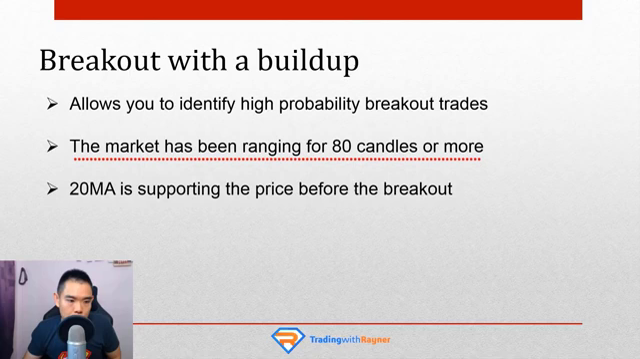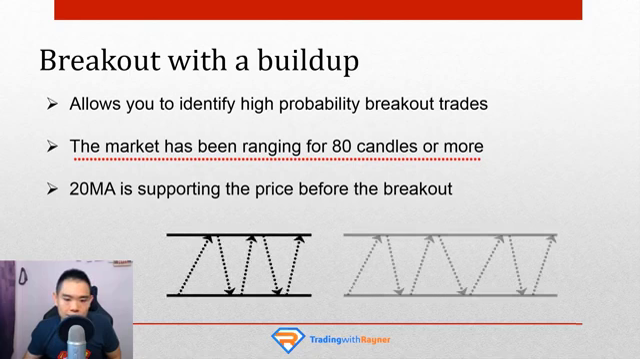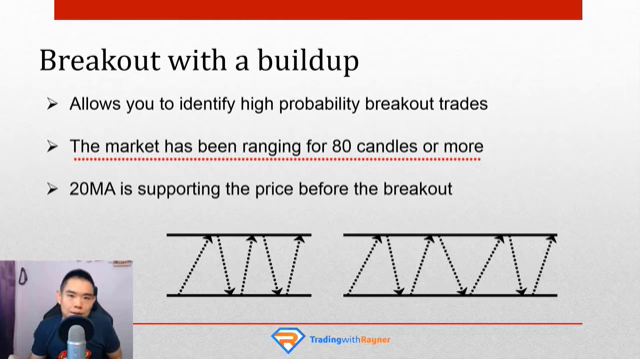breaks. So for example, let's say you compare a range like this and another one like this. When the price breaks out, which of these two range markets will lead to a stronger trend? If you ask me, it's this one over here. And the reason is quite simple actually.